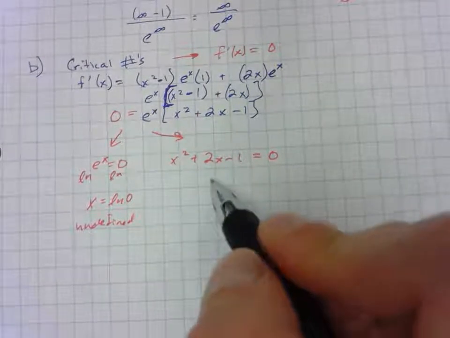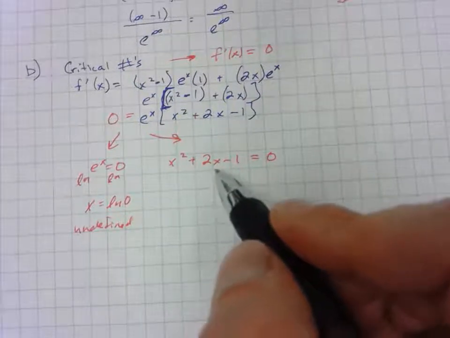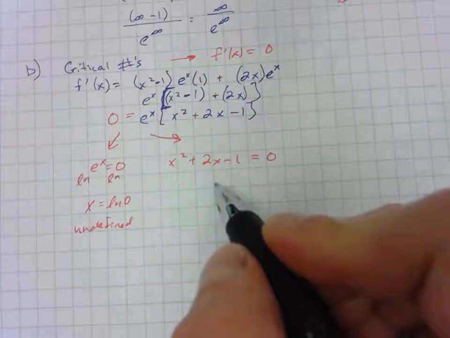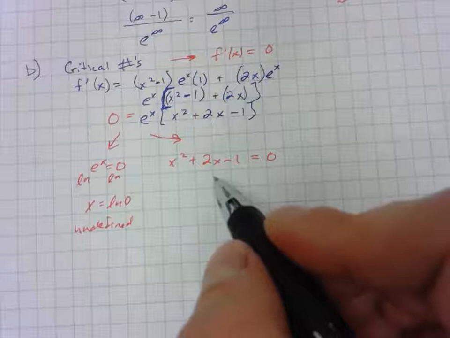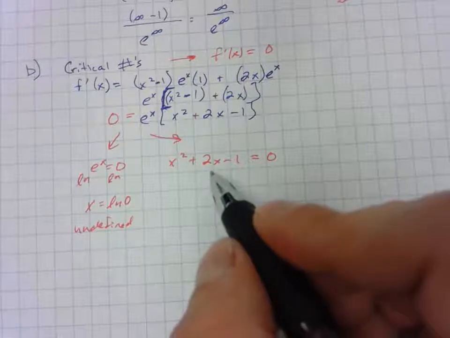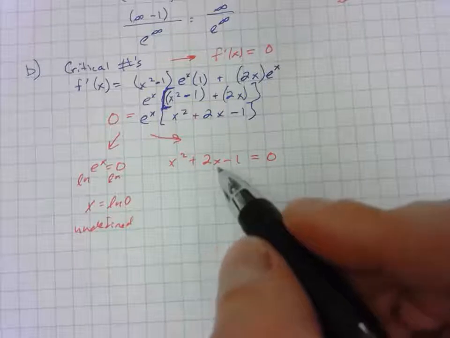It'd be really nice if this factored, but it doesn't. So one of two ways. You could either complete the square, or you could use the quadratic formula in order to solve this one. For sake of time, you guys pick. They're both the same amount of time. So Megan, since you picked the problem, do you want me to complete the square, or do you want me to use the quadratic formula?